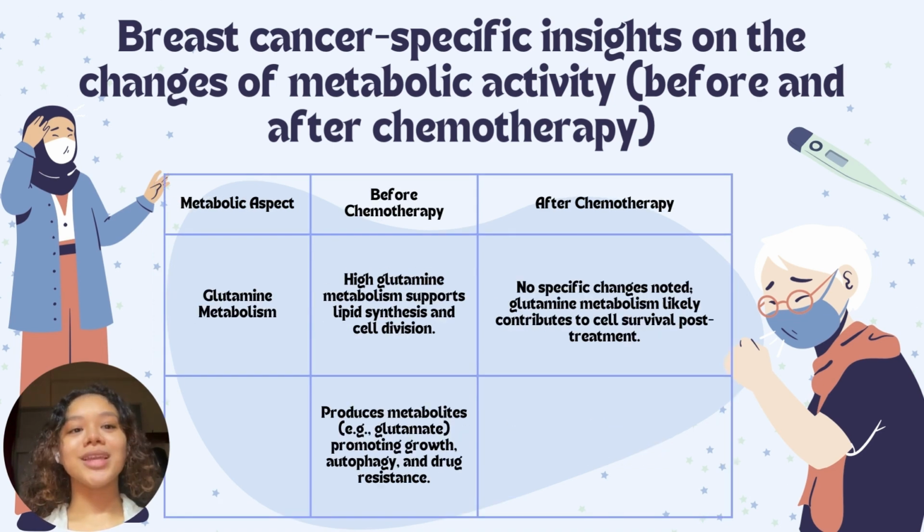Before chemotherapy, the high glutamine metabolism supports lipid synthesis and cell division, particularly under hypoxic conditions. Glutamine is metabolized via reductive pathways to synthesize acetyl-CoA. Additionally, metabolite productions like glutamate can alter the cellular redox and hence tumor growth, autophagy, and resistance to treatment.